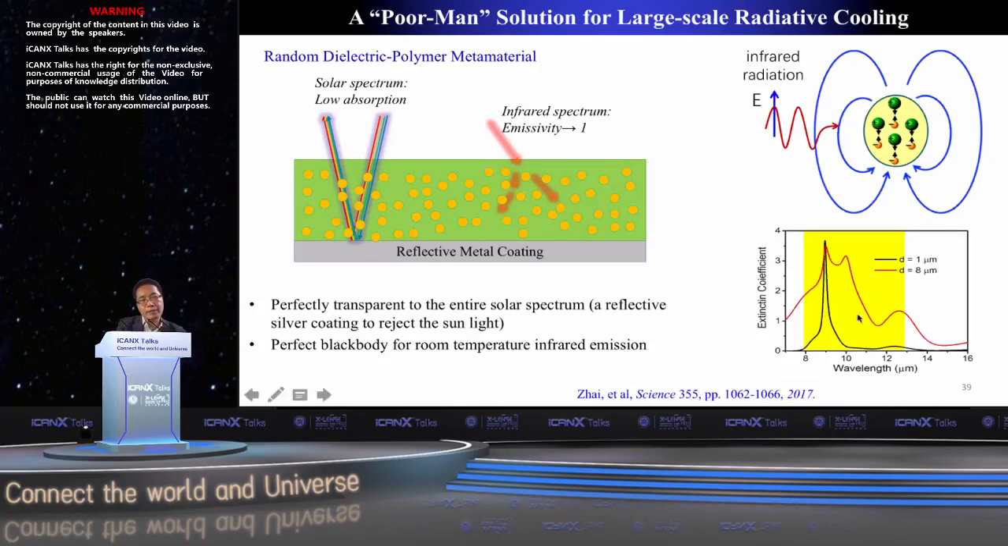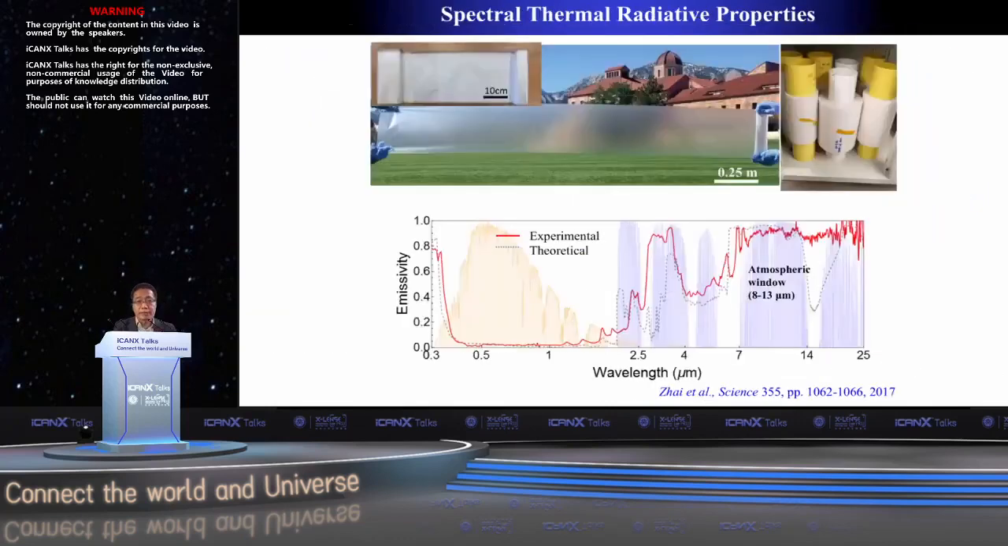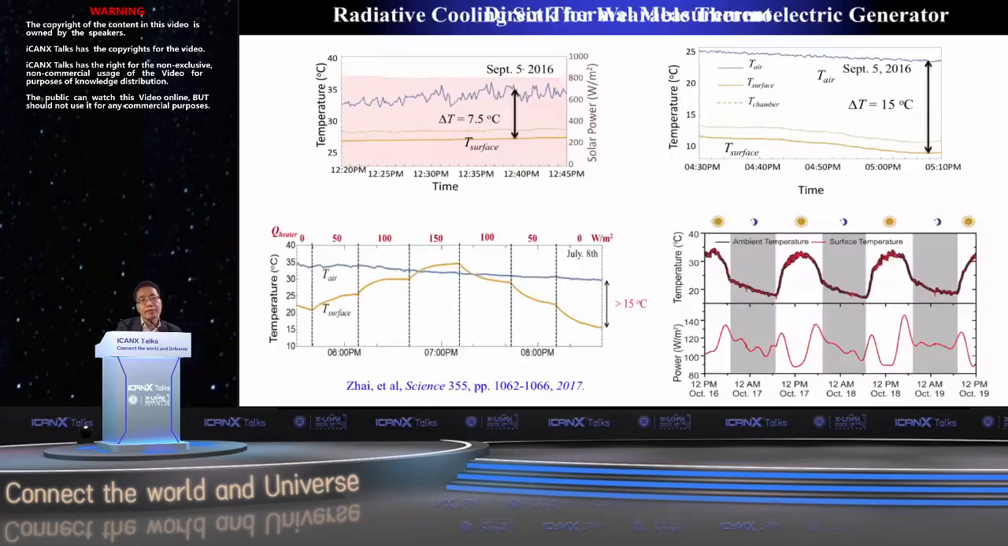So what you see is we have glass beads inside a polymer, and we choose the polymer carefully. They are transparent to solar light. In the meantime, with glass beads and polymer together, we have good resonance for getting 8 to 13 micron wavelengths and really high emission. Making those together, we have really good solar reflectivity, or really low solar absorptance, and really high atmospheric window emission, which gives you very low temperature. Right now we can make a surface about 8 degrees C, close to 10 degrees C, lower than ambient temperature, with a cooling power level of about 100 watts per meter square.